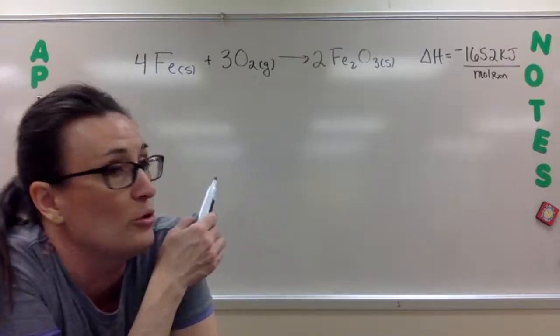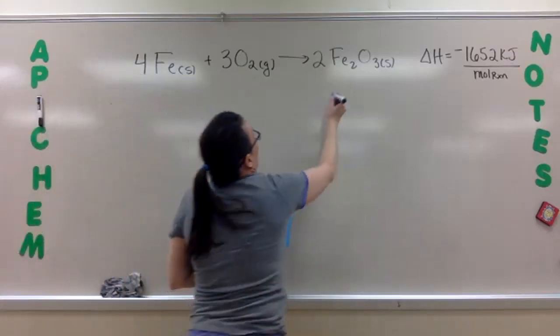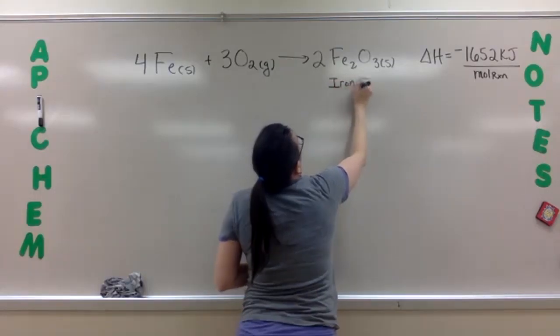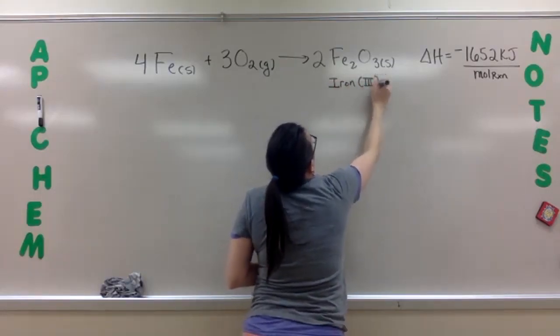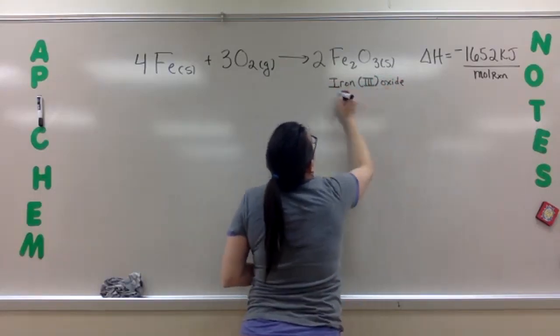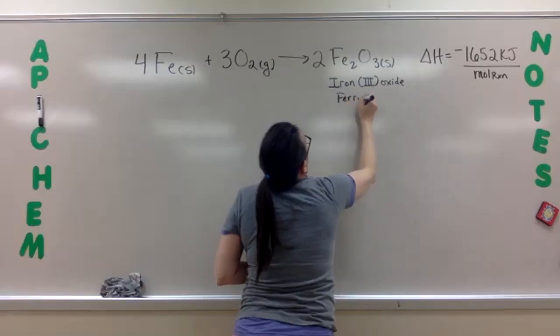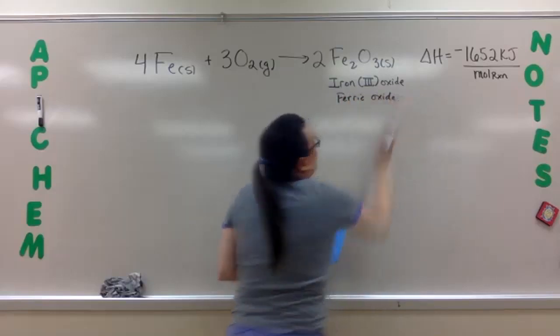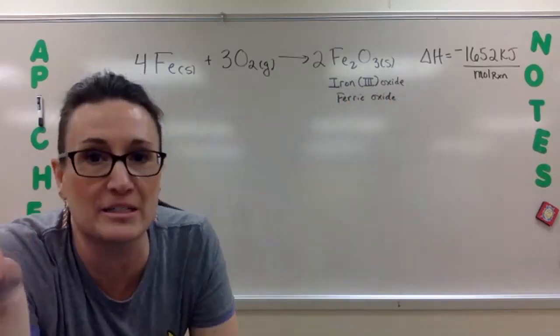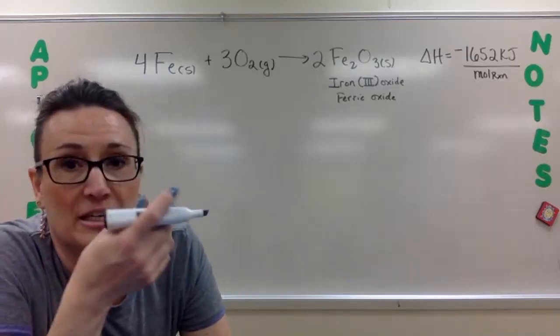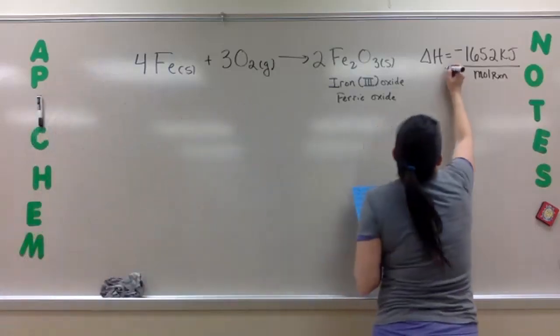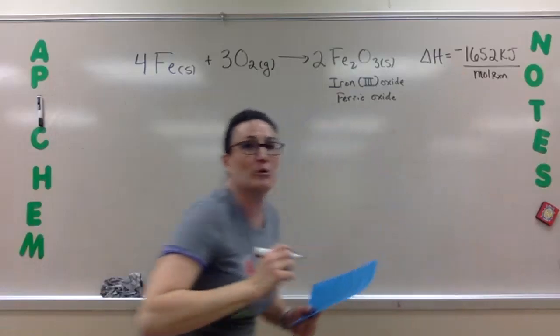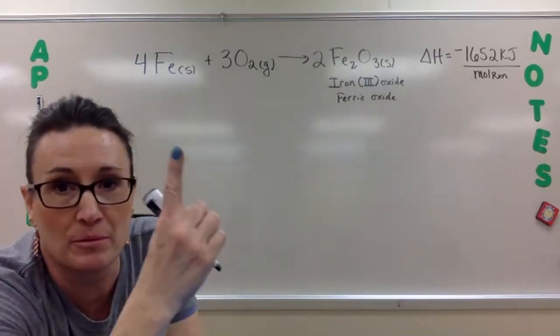If we have 2 moles of iron(III) oxide, or if you want to be fancy, ferric oxide. Okay, so 2 moles of ferric oxide produced, that's what we get. We could say this is a heat of formation. Not really, because it's not per 1 mole.